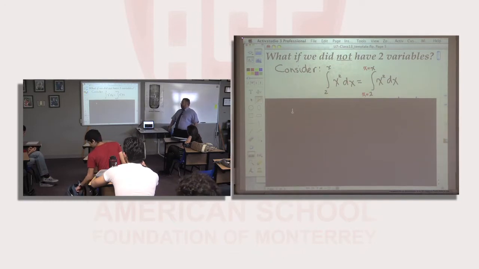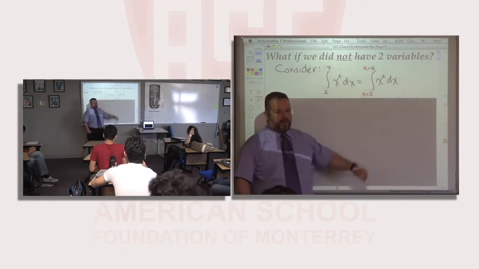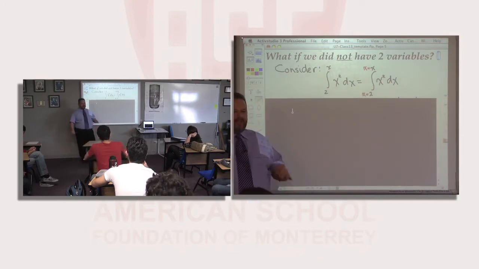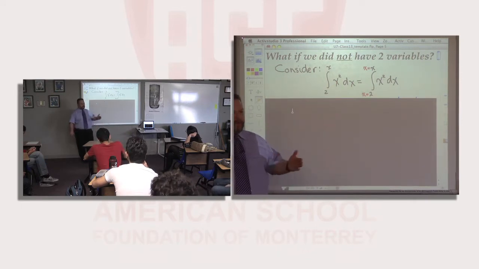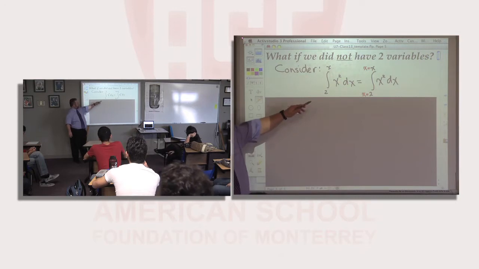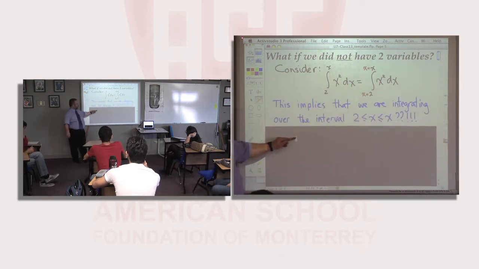Let's think about what would happen if we didn't have two variables. If all of this was x, then I would have x here, x here. This is x going from 2 to x. Do you see how ludicrous that would be? What would my interval be? What would x be going from? X would be between what? What does it say? X is between 2 and x.